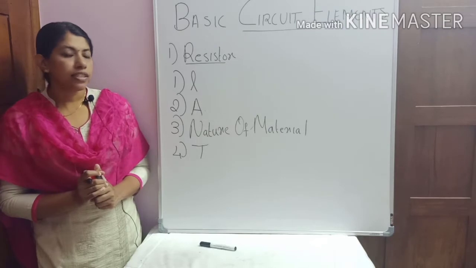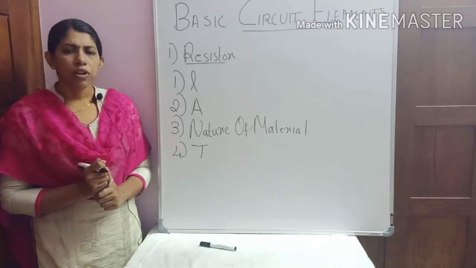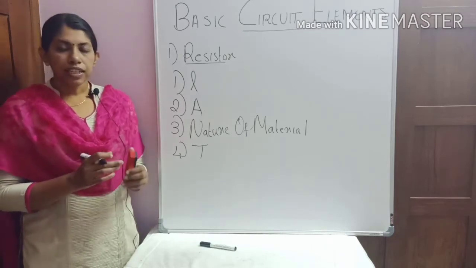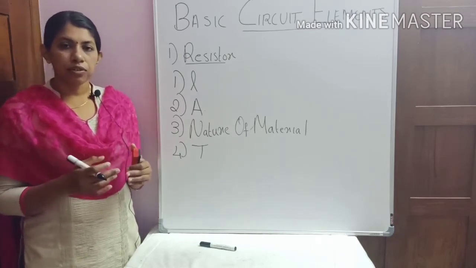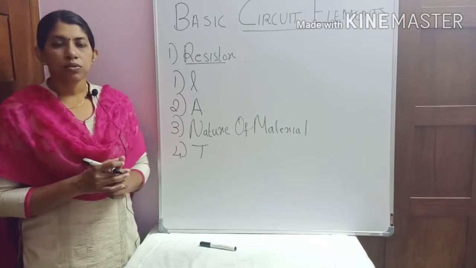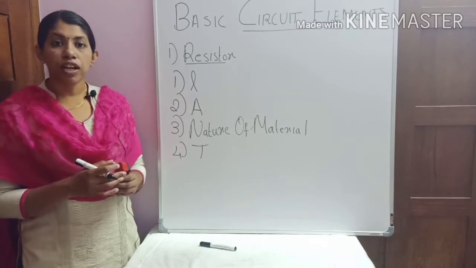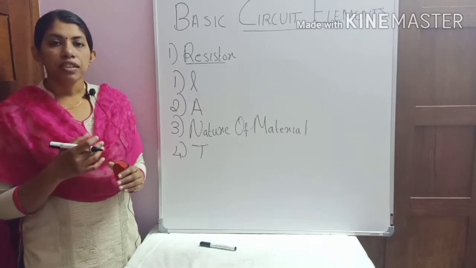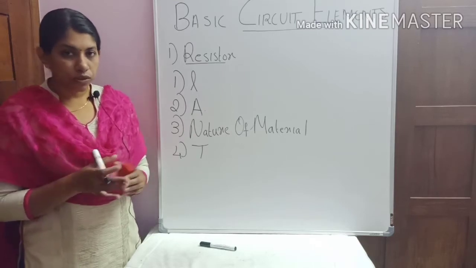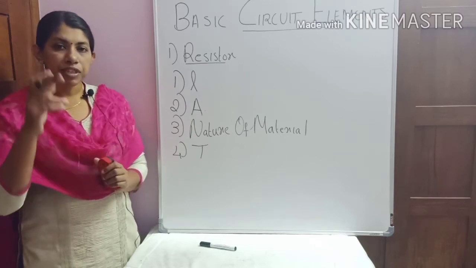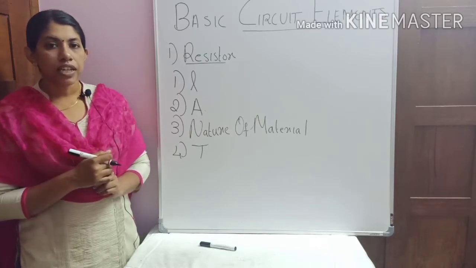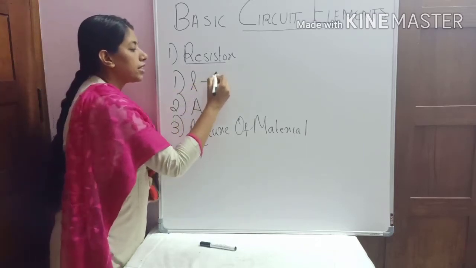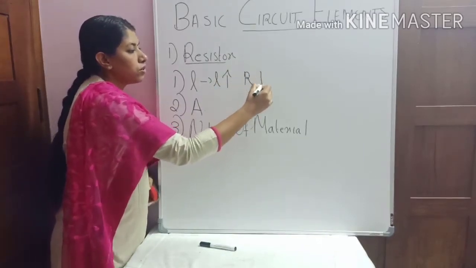So the first factor is length of the conducting material. What will happen when the length of the conducting material is increased? Let's see. When the length is increased, the electron has to travel more path through the conducting material, which means that it will collide with more electrons, right? This means there is more opposition to the flow of electrons through the material. As the collision increases, resistance increases. Therefore, as the length increases, resistance also increases.